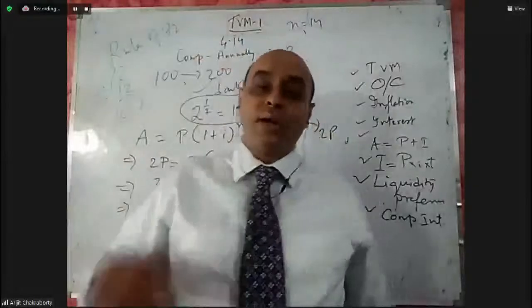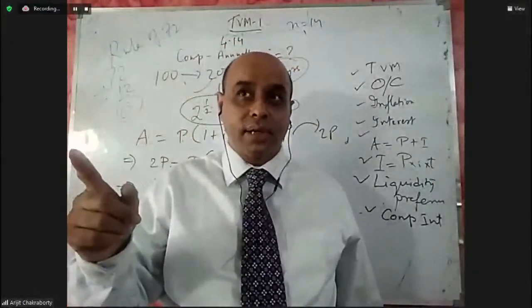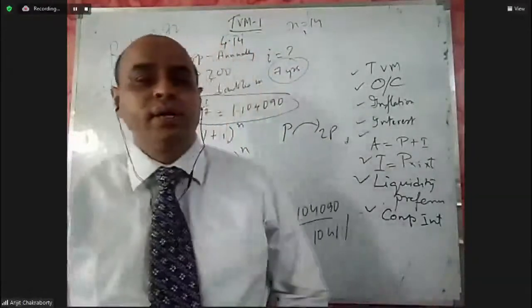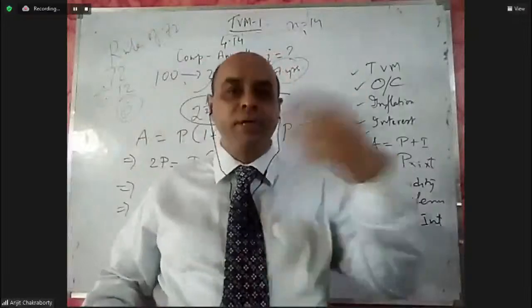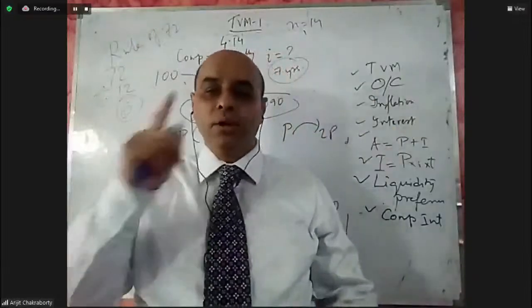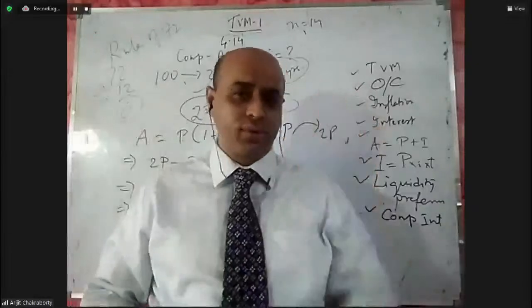Similarly, there is a rule of 114, which talks about how many years it will take to triple your money. And there is a rule of 144, which says how many years it will take to make your money 4 times.